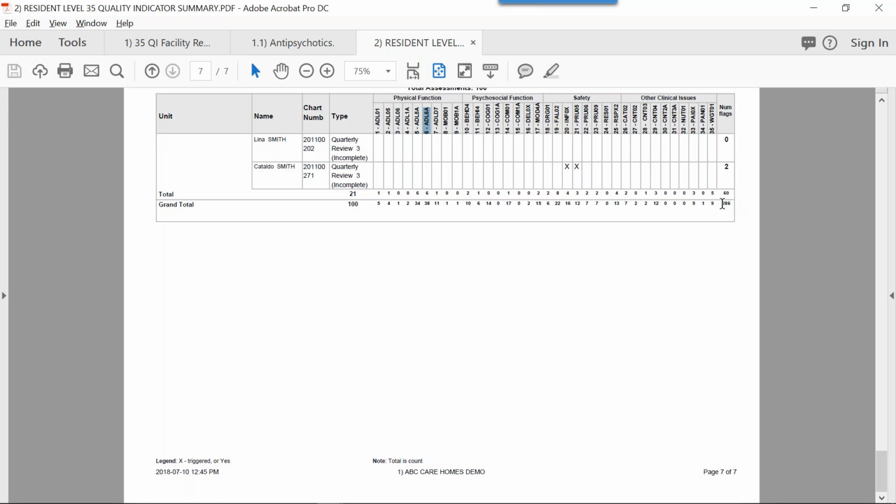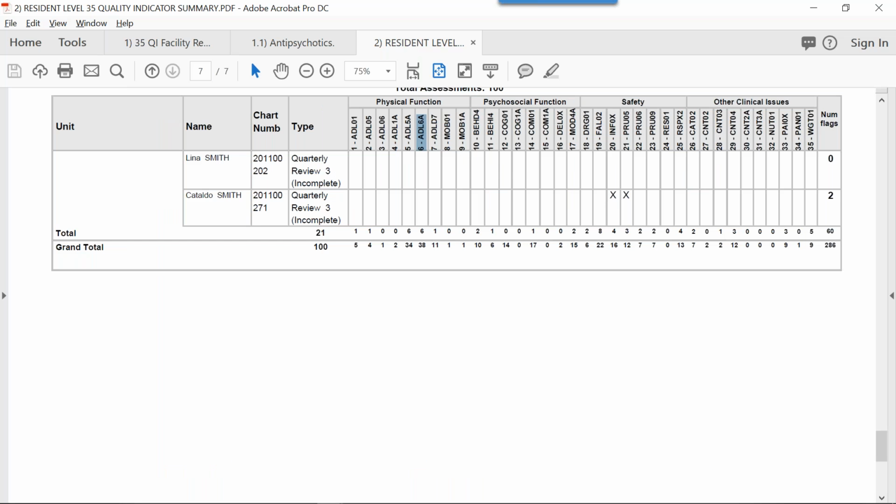And you can see altogether, let me bring that back up, 286 different quality concerns across those 100 individuals. Okay. So another great way of looking at your data and trying to track people who have the highest area of concern across quality within your facility.